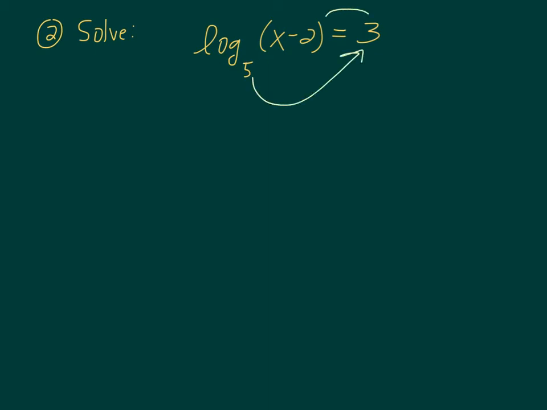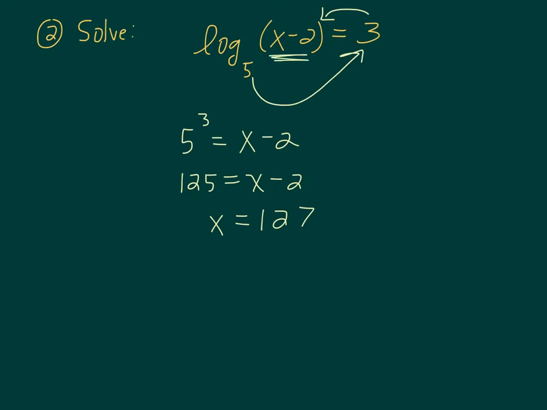Recall, this is where we said we can draw these arrows and rewrite this as 5 cubed equals x minus 2. Well, that's 125 equals x minus 2. So x would be 127. And if we were to take that answer and plug it back into the original, right here for x, we would not be taking the log of a negative number, so we're good to go, no extraneous roots. That would be our solution.